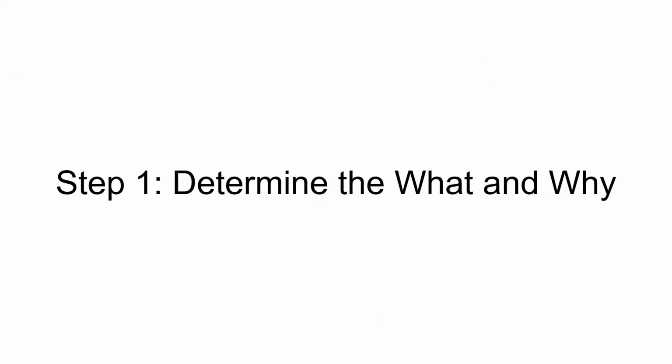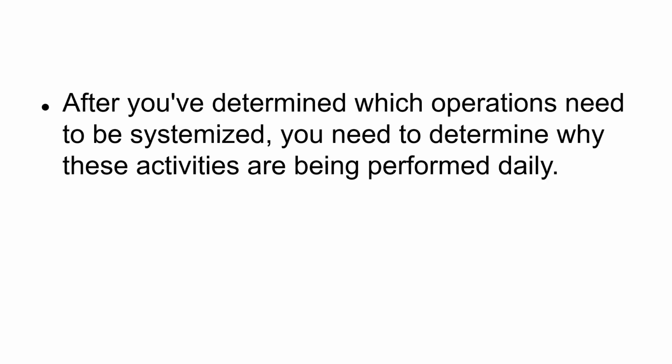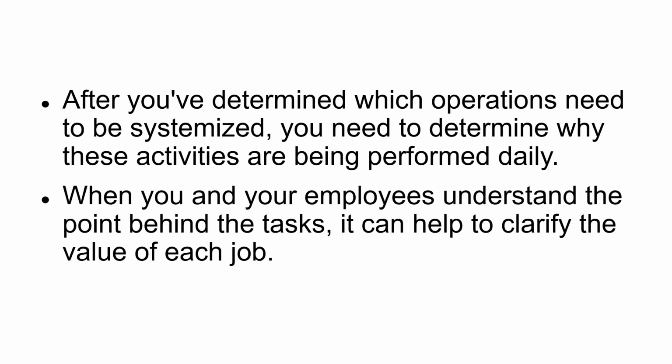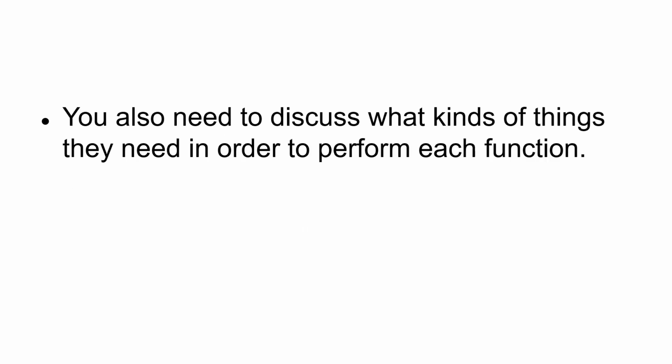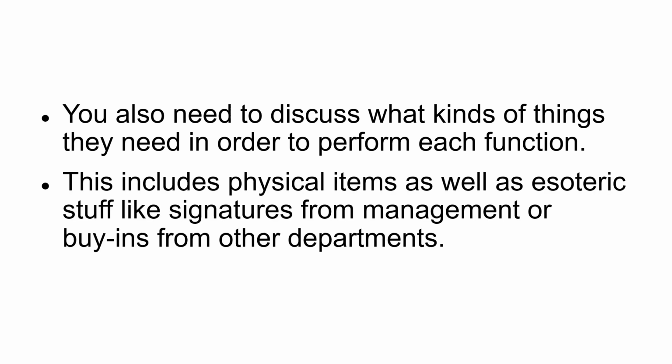Step 1. Determine the what and why. After you've determined which options need to be systemized, you need to determine why these activities are being performed daily. When you and your employees understand the point behind the tasks, it can help to clarify the value of each job. You also need to discuss what kinds of things they need to perform each function. This includes physical items as well as esoteric stuff like signatures from management or buy-ins from other departments.